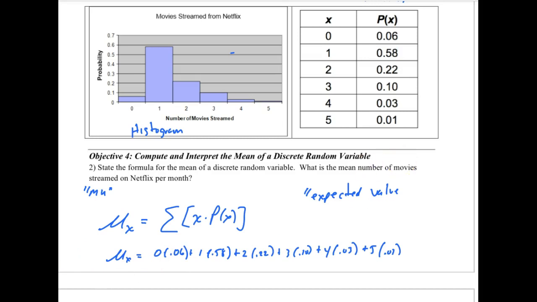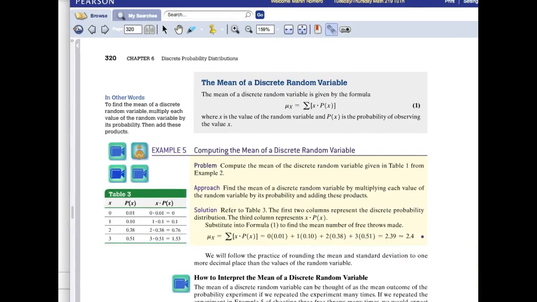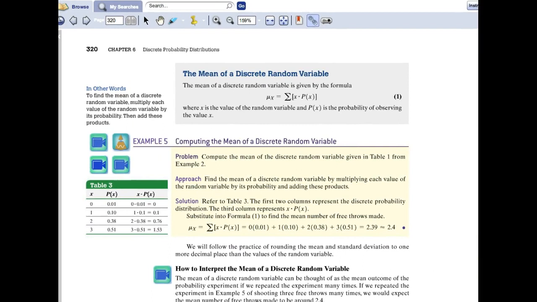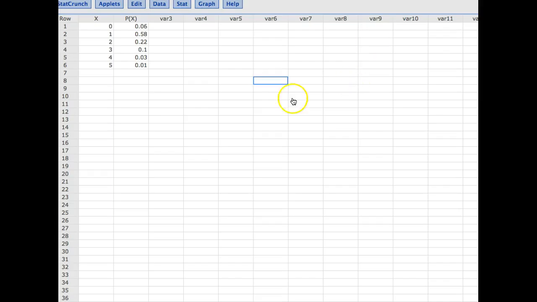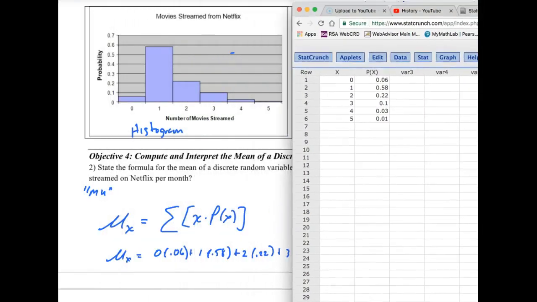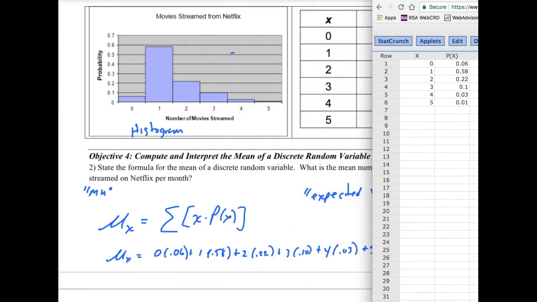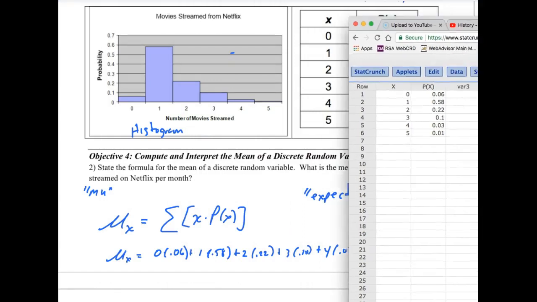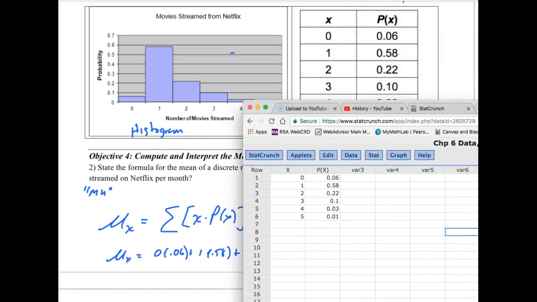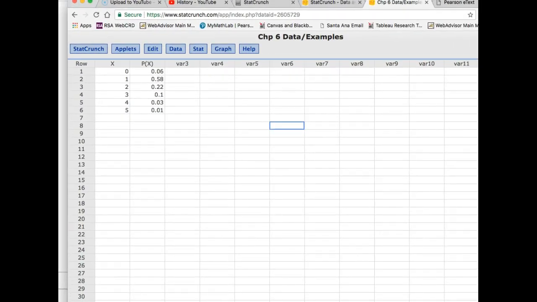I also want to show you on StatCrunch how to do that. Let me bring in StatCrunch real quick. And so on StatCrunch, I entered the values. So you can see those are the values right there: 0, 1, 2, 3, 4, 5, and then the probabilities are there. And so I entered those values in.